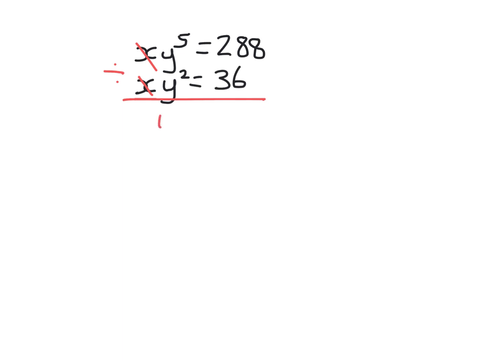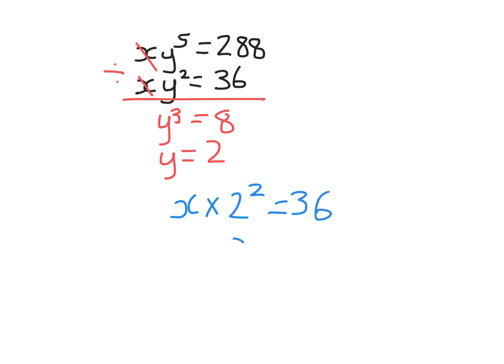Now y to the power of 5 divide y to the power of 2, keep the same base, subtract the indices. 288 divide 36 is 8. So I get y cubed equals 8, y equals 2. Again, I'm not done. I need to substitute this into either equation to find x. So I have x times y squared equals 36. Divide each side by 4, you get x equals 9. So these two here would not be lines if you were to graph them. However, we can still solve simultaneous equations even when the expressions are nonlinear.